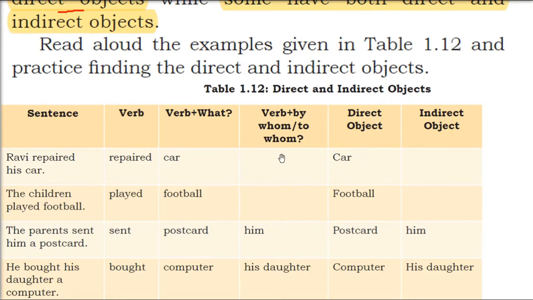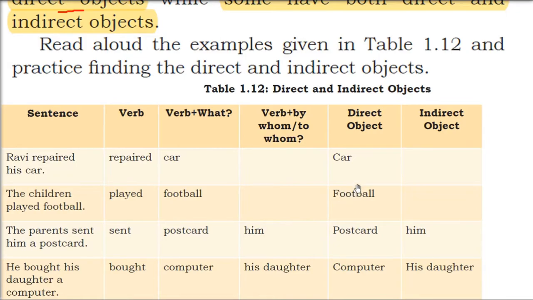Along with the verb, just add what. For example, the children played football. If I ask the question, the children played what? They played football. So football is a direct object. Played is a verb. Now if I add played what? Football. Football is a direct object.